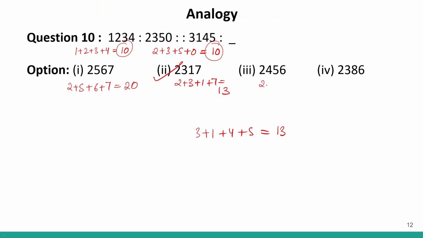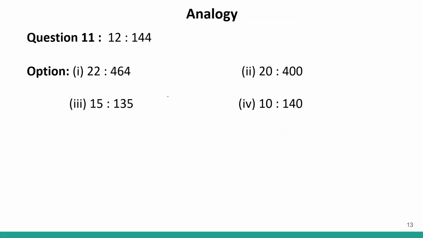Let us check. 2 plus 4 plus 5 plus 6. So 2 plus 4 is 6, 6 plus 6 is 12, 12 plus 5 is 17. Correct? And 2 plus 3 plus 8 plus 6. So 8 plus 6 is 14, 14 plus 5 is 19. Only this option has the sum equal to 13. We need equal sums. So this will be my answer, which is option number 2. Option number 2 will be the correct answer to this question.